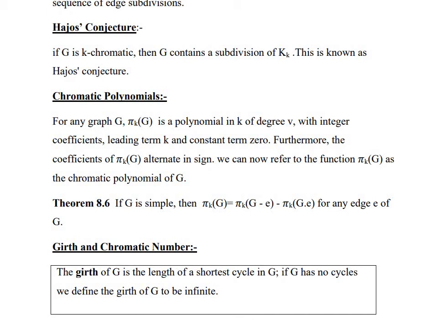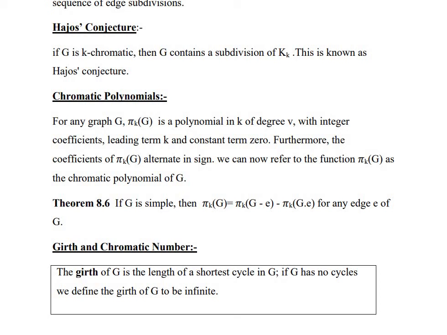Now we can see what is a chromatic polynomial. For any graph G, pi_k(G) is a polynomial in k of degree n with integer coefficients, leading term k^n and constant term 0. Furthermore, the coefficients of pi_k(G) alternate in sign. We can now refer to the function pi_k(G) as the chromatic polynomial of the graph G.